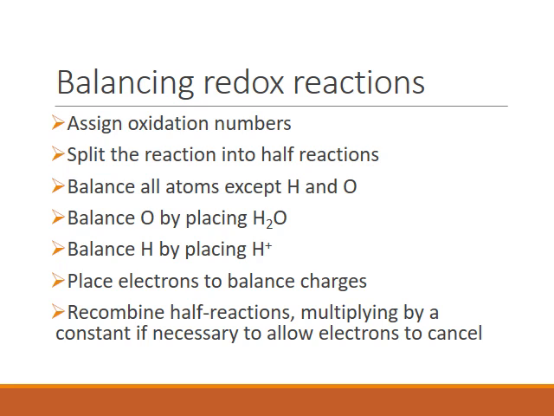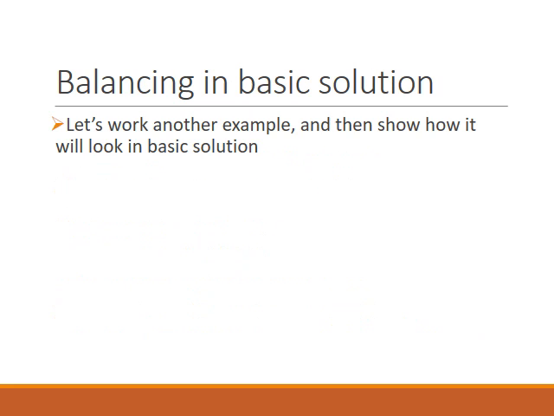Finally, recombine the half reactions. We'll multiply by a constant if necessary to allow the electrons to cancel. Remember, the whole reason for balancing redox reactions is to cancel electrons. So we're going to work an example and we're going to show how it will look in basic solution.